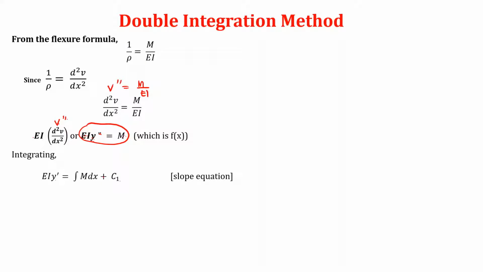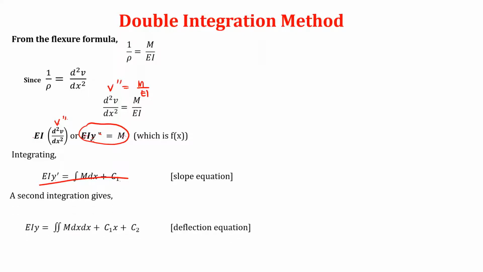Okay? And then, if we integrate this further, EI is still constant, so the second integration is still EI. And then y prime, when integrated, becomes y. And then M dx, when integrated, becomes the double integral of M dx dx. And then the slope constant C1 will have an x, and then C2. Right? So there are two constants.